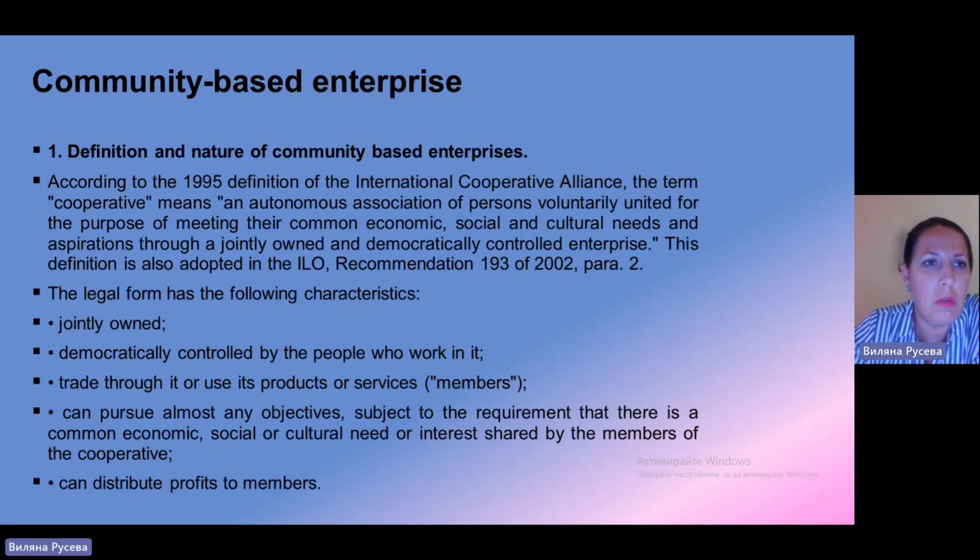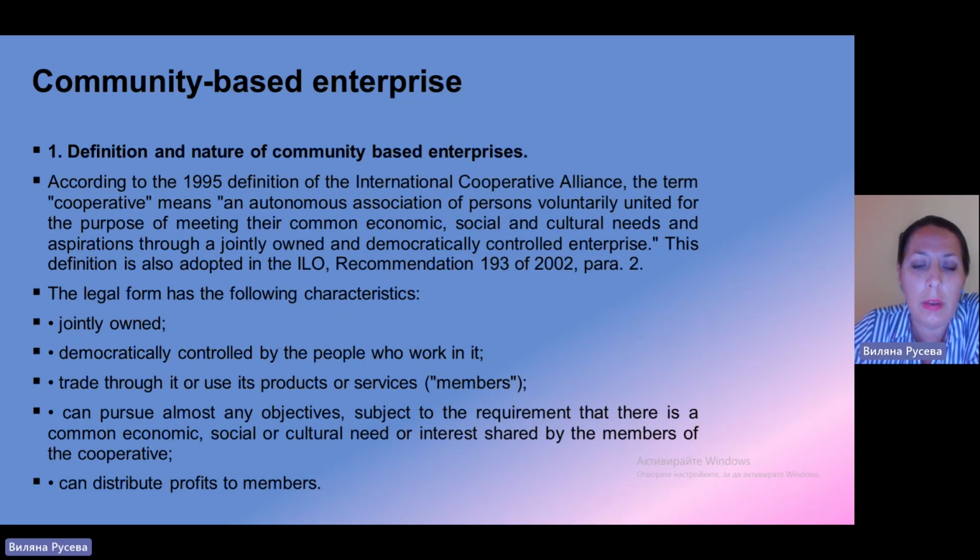So we finally reached the topic of community-based enterprises. The objectives of this topic are to determine the nature and characteristics of the enterprises raised by the community and to provide examples from the practice of enterprises raised by the community.